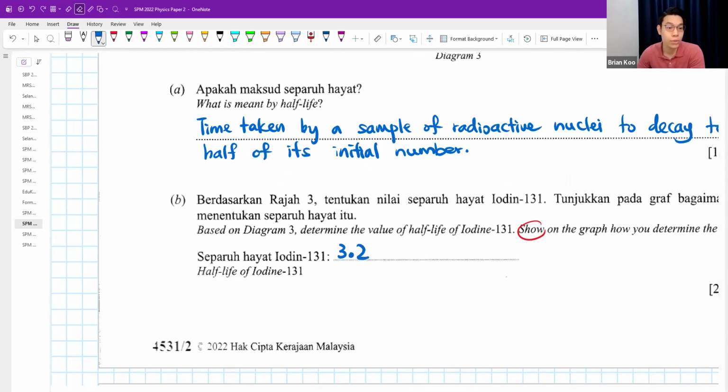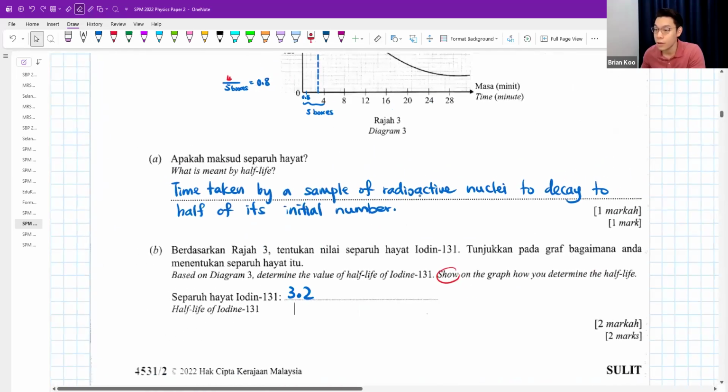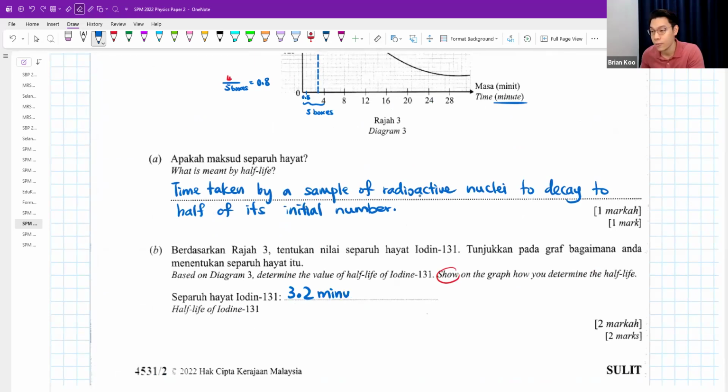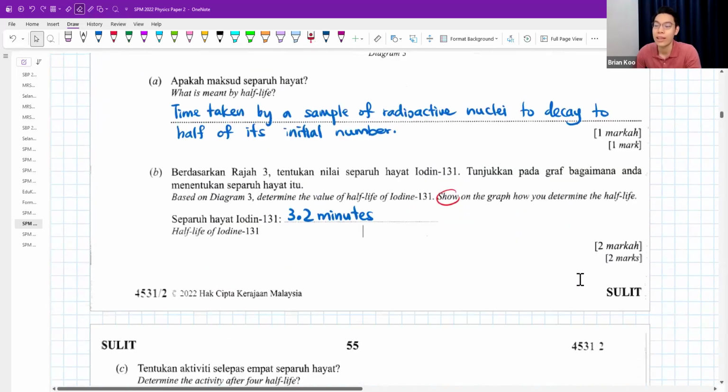Okay, 3.2. Did they put the units? They didn't, so we put minutes ourselves. Okay, 2 marks. Draw a dotted line, get 3.2, done.